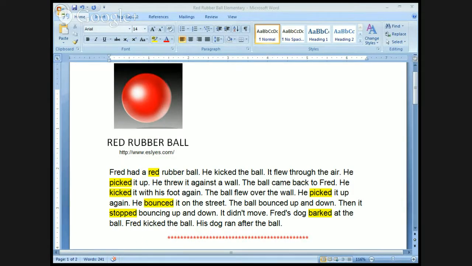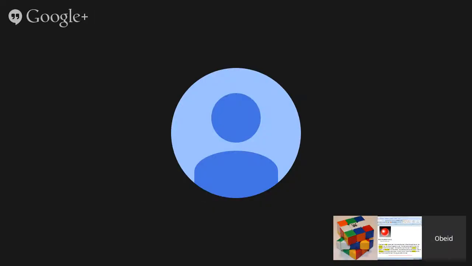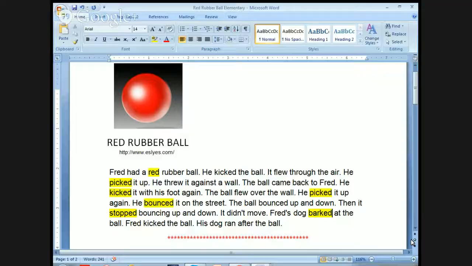Did the ball roll into the river? Into the street. It rolled into the street. Or did it bounce in the street? Did the ball bounce in the street? Yes, it bounced on the street. Excellent. Can you ask me questions about this story, Obed?